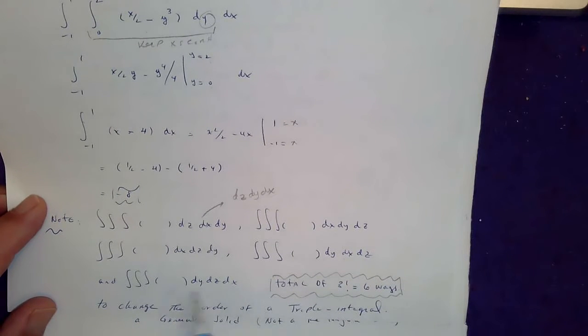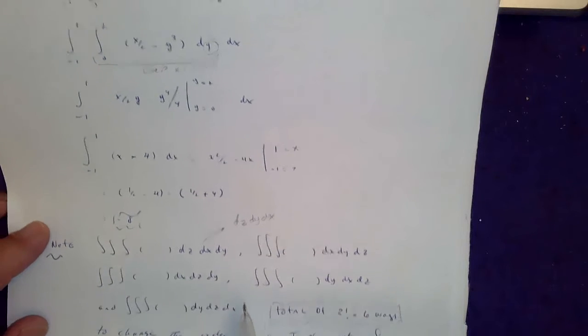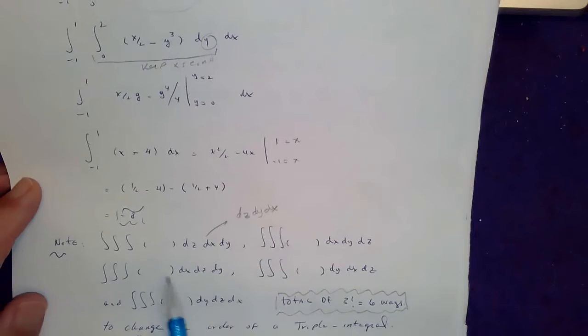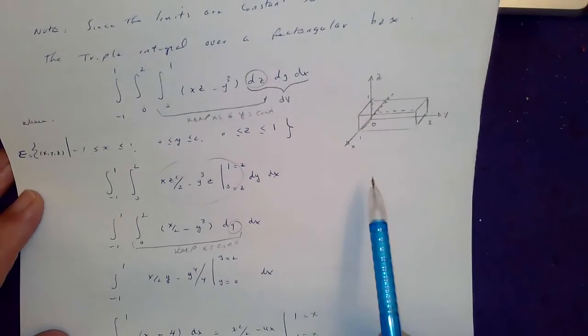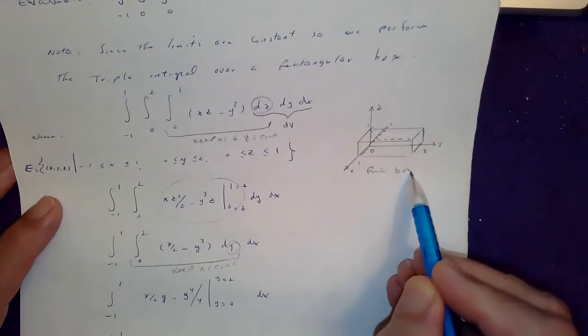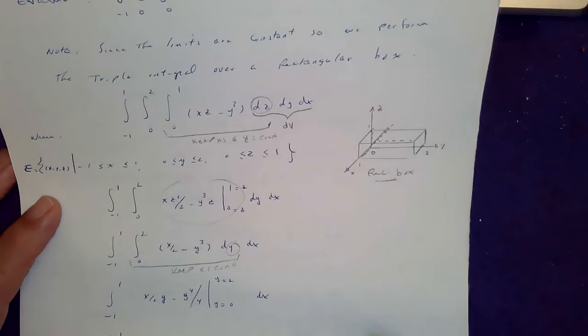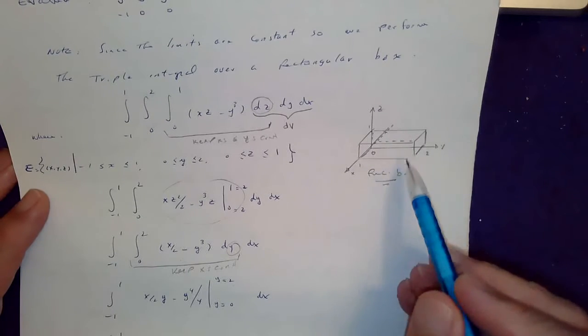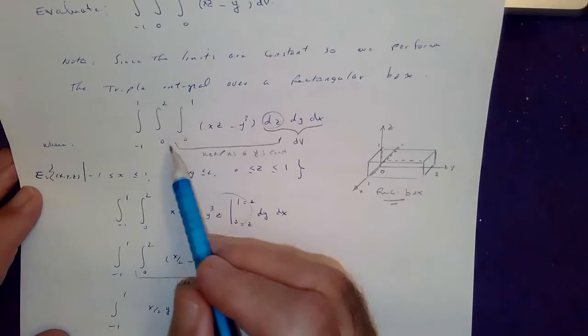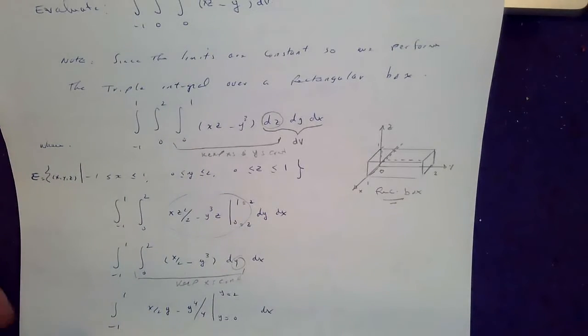So you may switch the order of integration, provided what? The limits, just like in the double integral, happen to be constant. However, in this case, you are not on a rectangle, you are on a rectangular box. So what is the meaning of being on a rectangular box? That means the limits of all 3 integrals have constant limits.